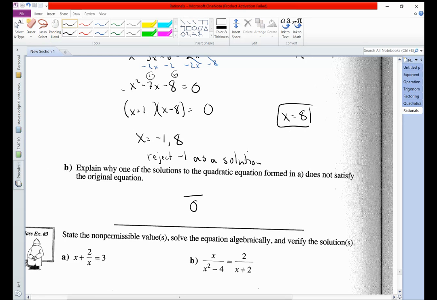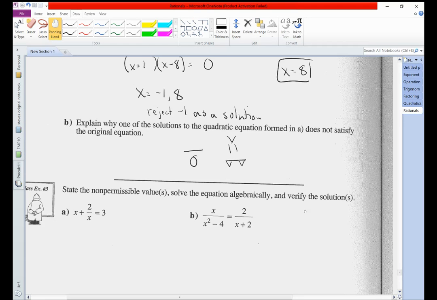Dividing by 0 makes everybody angry. Maybe I'll give him vampire teeth. I'm not sure why. Okay, carry on.